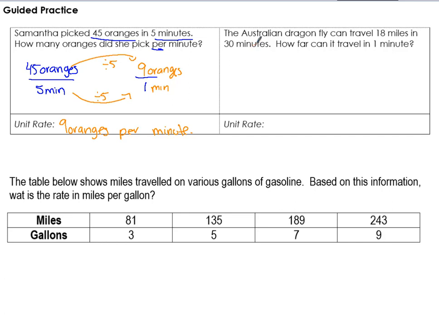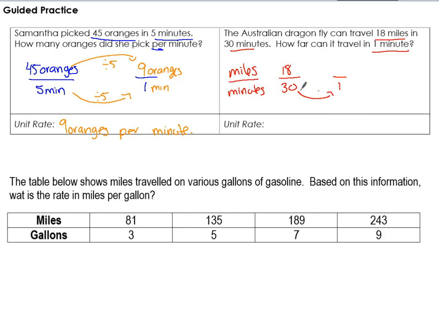Next example. The Australian dragonfly can travel 18 miles in 30 minutes. How far can it travel in 1 minute? Okay, miles, minutes. These are my labels. So 18 miles in 30 minutes. I want to know how far it can travel in 1 minute. I keep the minutes together and the miles together. Okay, so I have a 30. I'm trying to get to a 1.